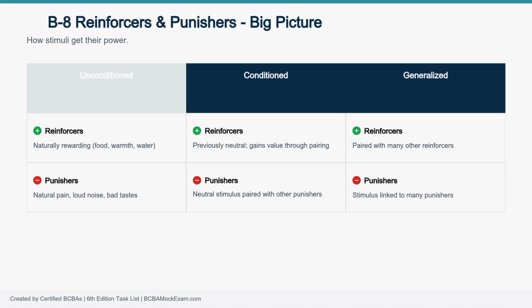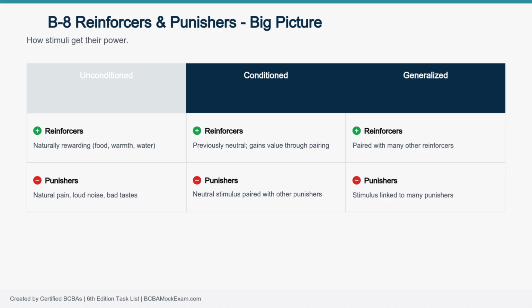In B.8, we take a step back and ask, where do reinforcers and punishers actually get their strength? Unconditioned stimuli are those that are naturally reinforcing or punishing because of biology: food, warmth, and water on the reinforcement side; intense pain, extremely loud noises, or foul taste on the punisher's side. Conditioned stimuli start out neutral but acquire reinforcing or punishing value by being paired with those unconditioned events, like stickers paired with praise or a particular tone paired with loss of privilege.